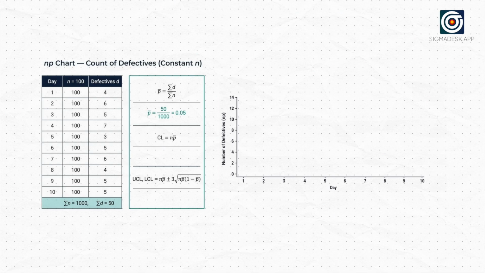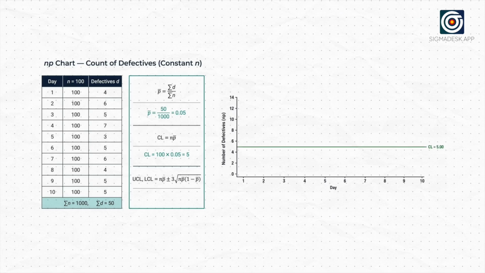Next, the center line. On an NP chart, the center line is N times P-bar, the expected number of defectives per subgroup. With our numbers, that is 100 times 0.05, which equals 5 defectives per day. This is basically the average number of defective units across the different subgroups, and you can verify it directly because 50 total defectives divided by 10 days also gives 5. So the center line sits at 5.